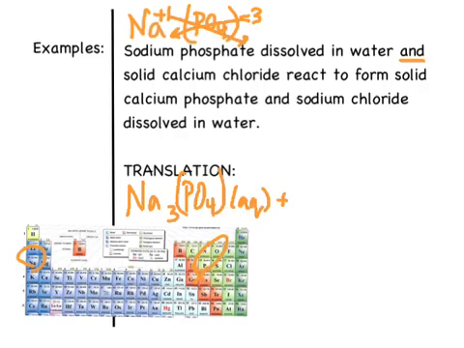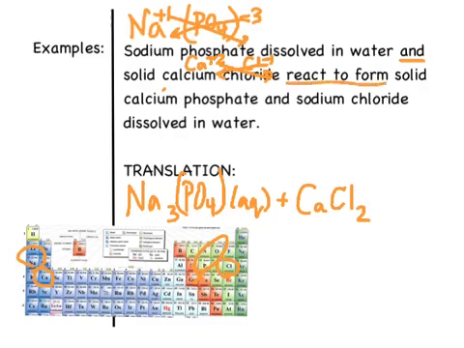Solid calcium chloride. So again, calcium is a Ca. Okay, calcium's right here. He's in the second group, so that means his charge is a +2. Chlorine over here is in the 7th group. That means he's got a -1 charge. So again, we have to crisscross those charges in order to get the compound. So CaCl2.